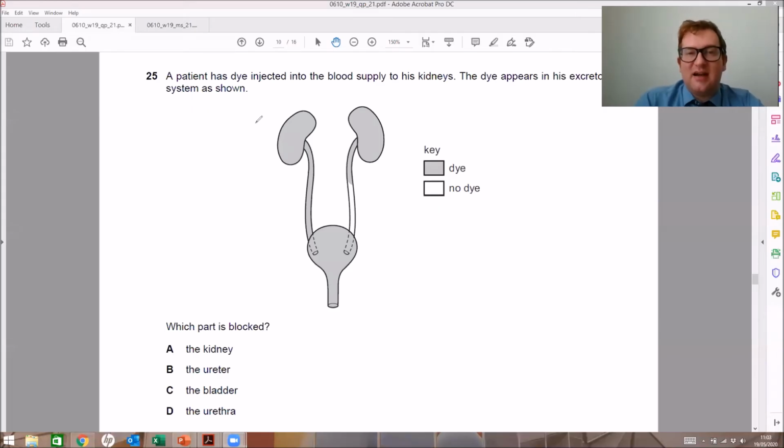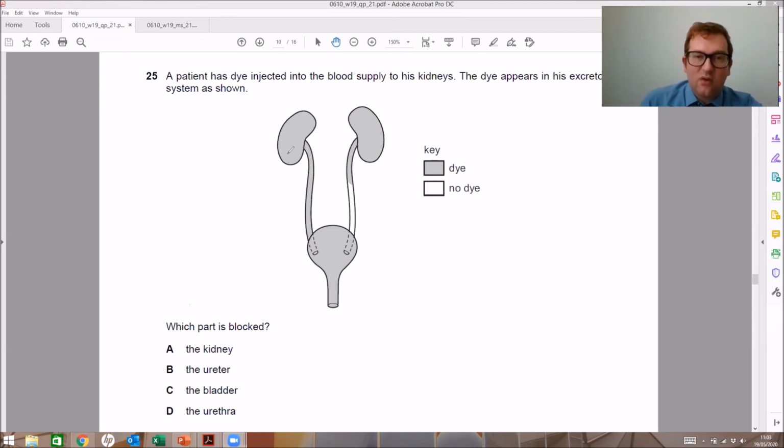Question 25. A patient has dye injected into the bloodstream to supply his kidneys. The dye appears in his excretory system as shown. Okay, so you have dye and no dye. Okay, so you can clearly see the visual here. It says, which part is blocked?